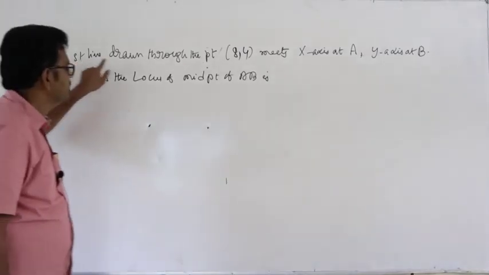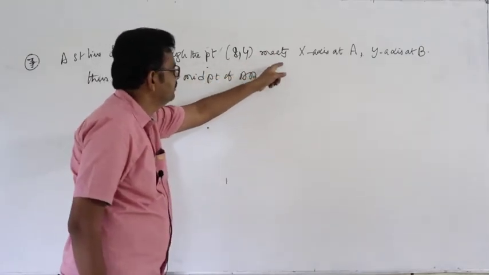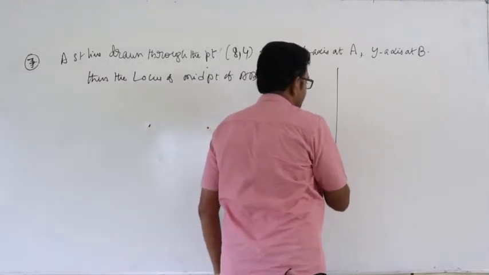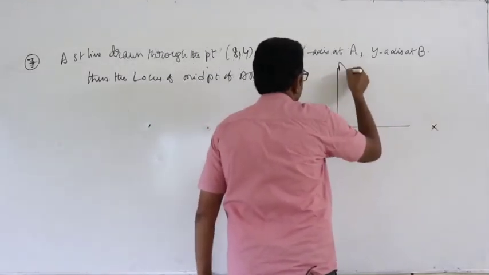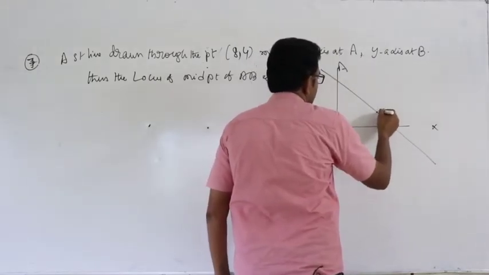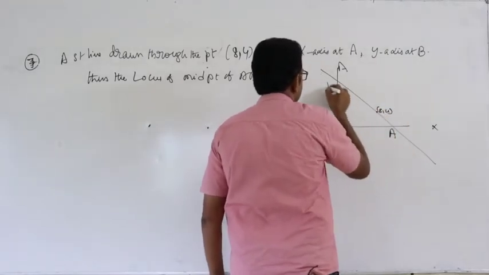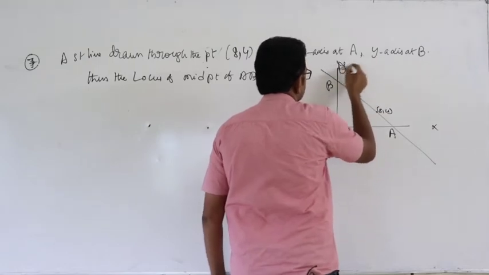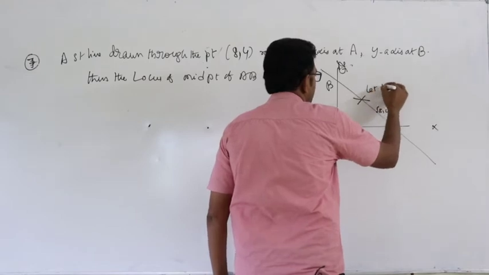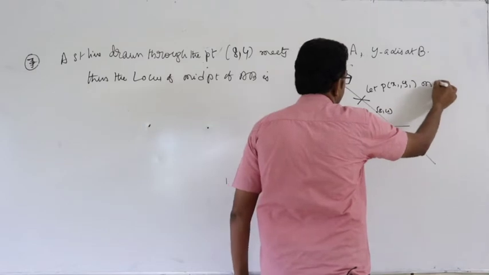A straight line drawn through the point (8, 4) meets the x-axis at A and the y-axis at B. Then the locus of the midpoint of AB: let the point P(x1, y1) be the midpoint.